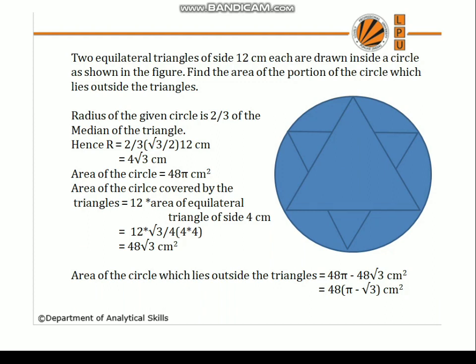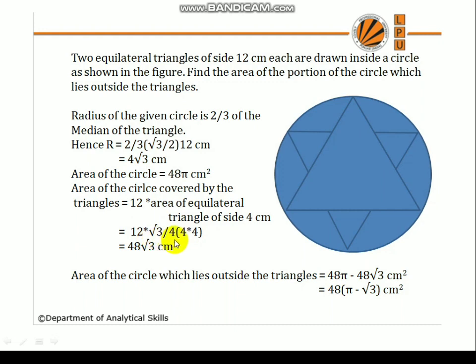How to find the area of the star? If you observe the star carefully, keeping the center of the circle as an important connecting point, if I connect all the points of intersection of the two triangles, I get 12 equilateral triangles of side 4 centimeter. That is, the star is nothing but 12 times an equilateral triangle of side 4 centimeter. So the area of the star is nothing but 12 times root 3 by 4 a square, which is 4 square here. So 12 into root 3 into 4 into 4 divided by 4.